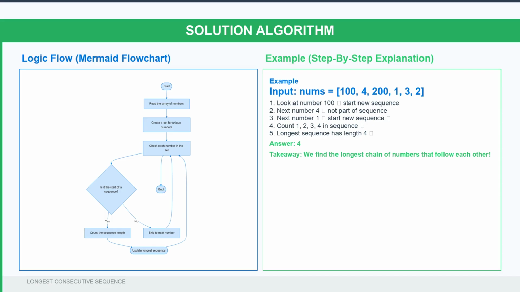If it is the start, we count the consecutive numbers by checking num plus 1, num plus 2, and so on until we hit a number that isn't found. As we count these consecutive numbers, we keep track of the maximum length found. Finally, we return this maximum length. In terms of performance, this approach runs in O(n) time, where n is the number of elements in the array, making it efficient. The space complexity is also O(n) for storing elements in the hash set. This method effectively finds the longest consecutive sequence in a straightforward and efficient manner.